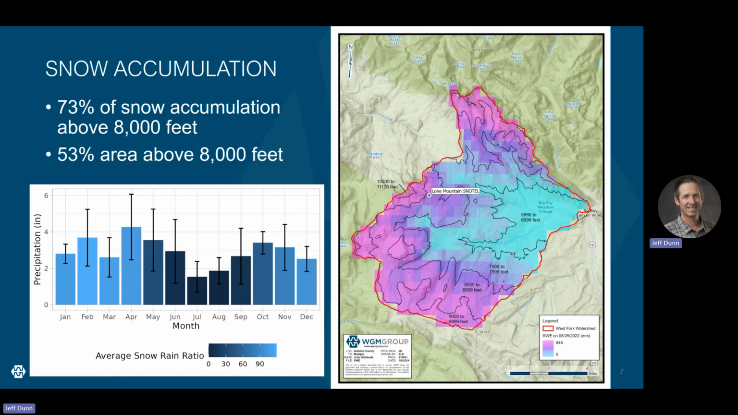All right, looking at the watershed, we have 53% of the area above 8,000 feet that accumulates 73% of the snow. And you see that depicted here in pink in these higher elevation areas as the snow accumulation spots. Also graphically, snow accumulates from November through April, and then it transitions to that rainier time of year.